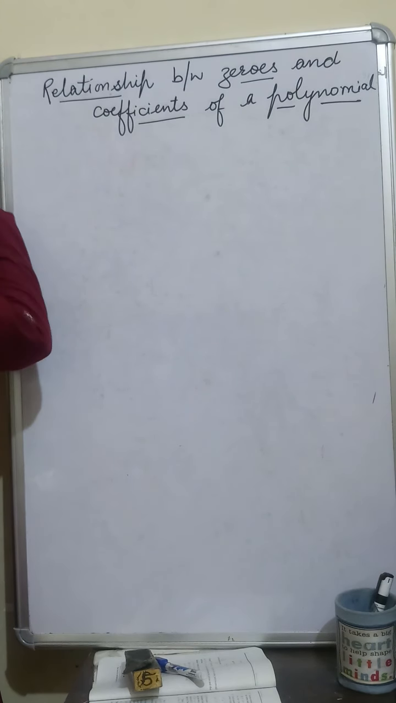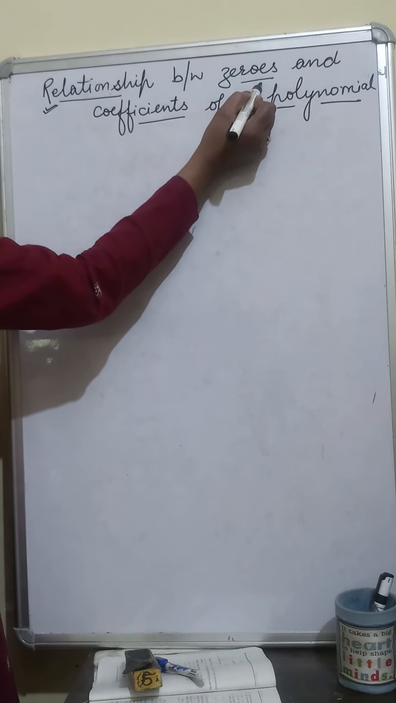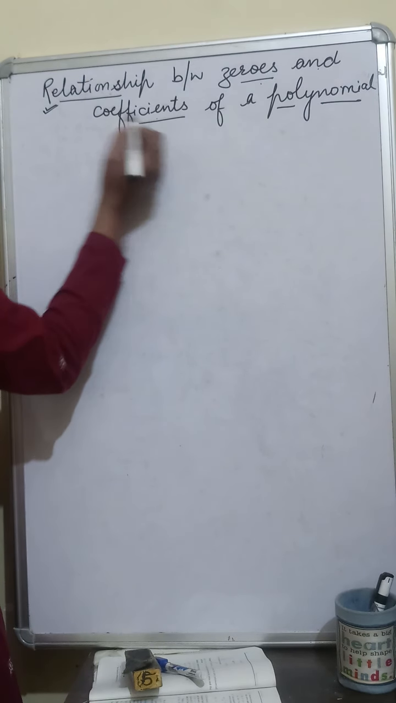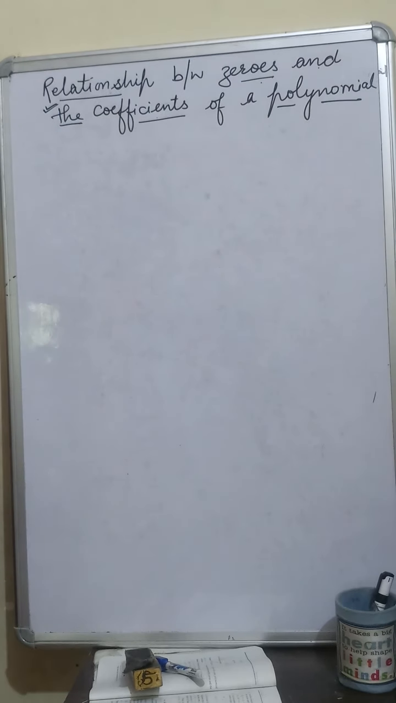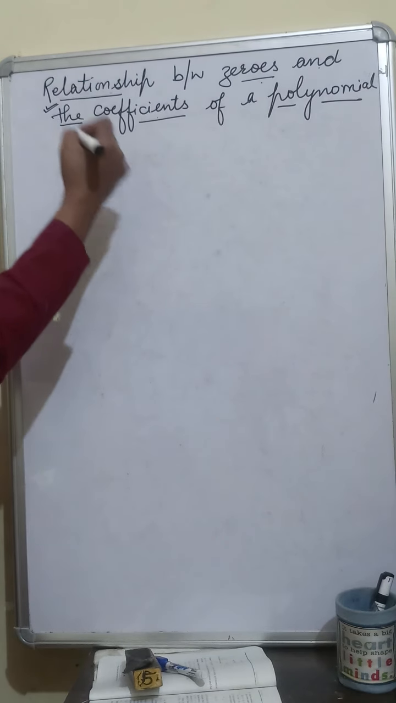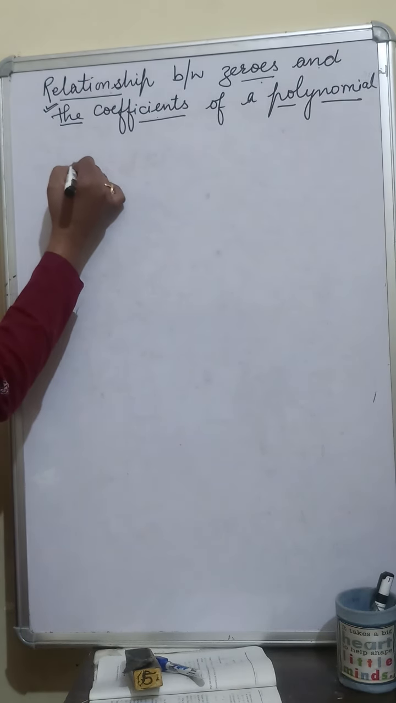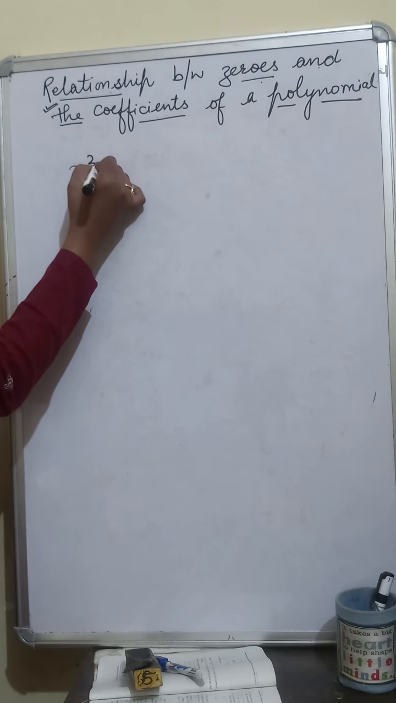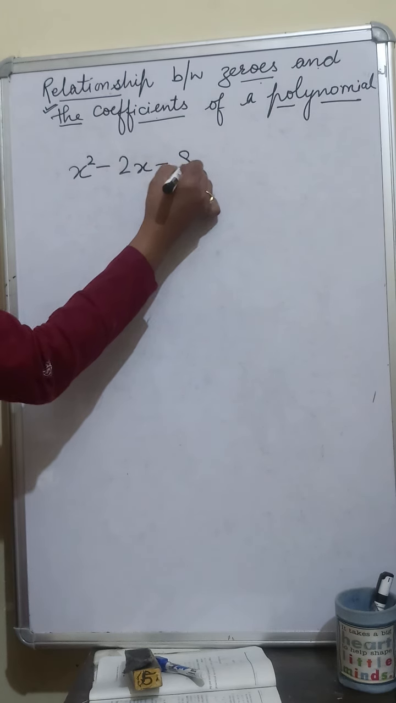Okay, today I will tell you the relationship between the zeros and the coefficients of a polynomial. As you already studied about the coefficients in your ninth class, let me take an example. Suppose I have a polynomial x square minus 2x minus 8.